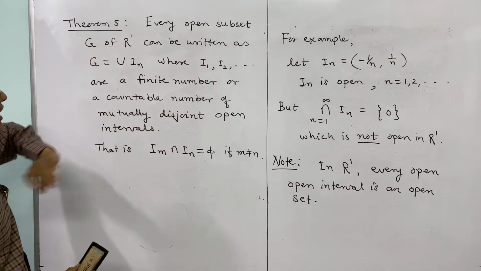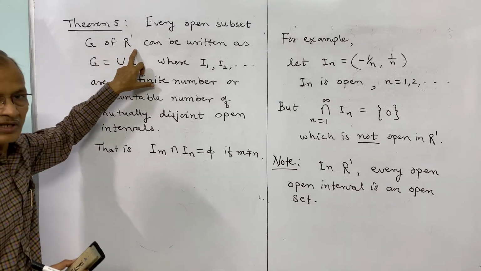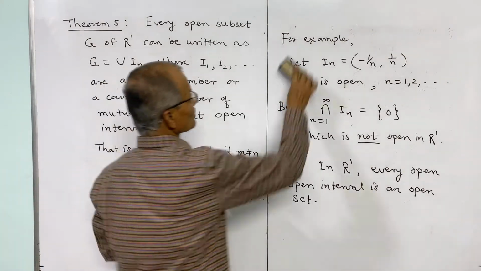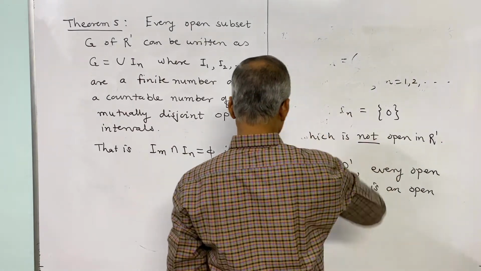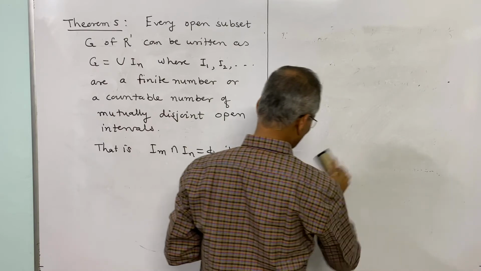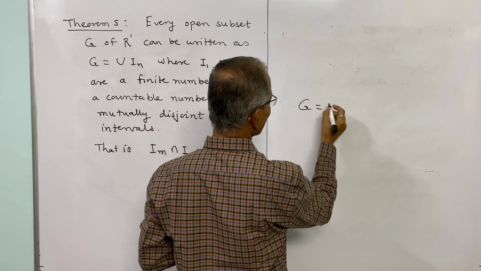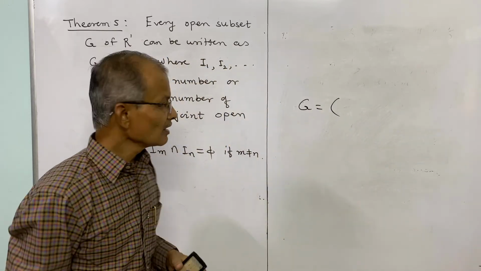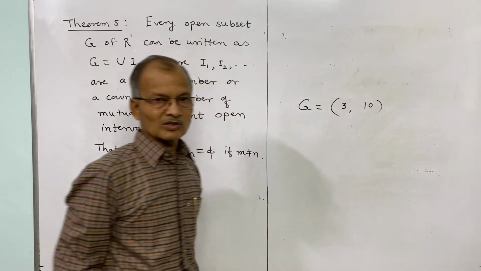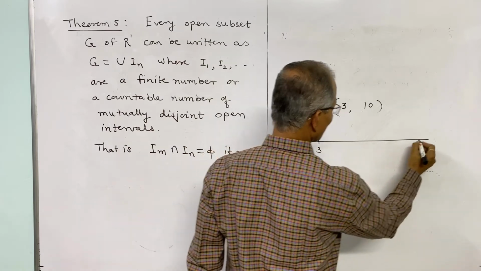So this is the result that we have to prove. Every open subset of R1 can be written as a union of intervals. For example, we may consider G as an open interval, say 3 and 10. And this has the points from 3 to 10.